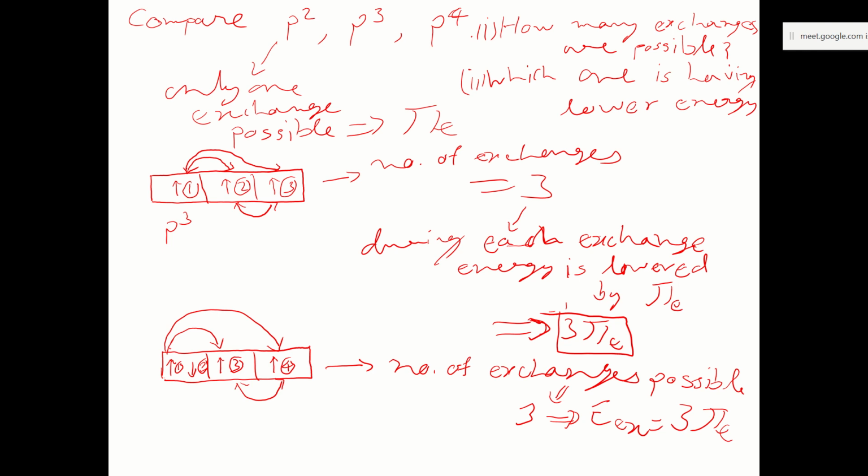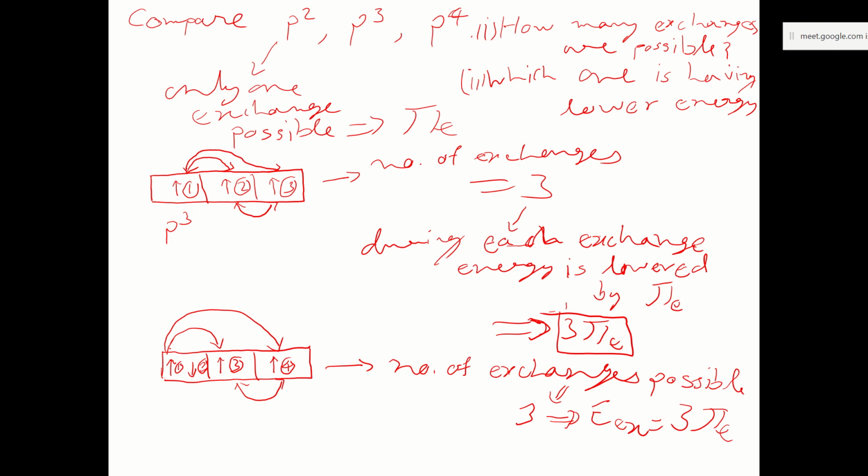So now what you can say? Exchange energy is a negative term. Energy is lowered when such interaction happens. The energy of the system experiences a lowering of energy. P3 has 3 exchanges possible. P4 has also 3 exchanges possible. So both have the same exchange energy. P2 was having only less exchange energy, so the energy of that system is higher.